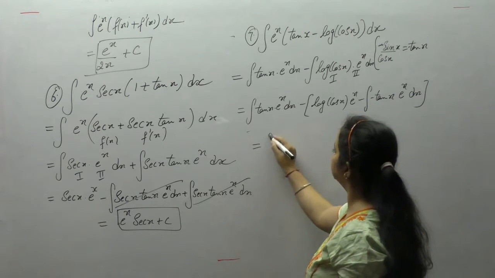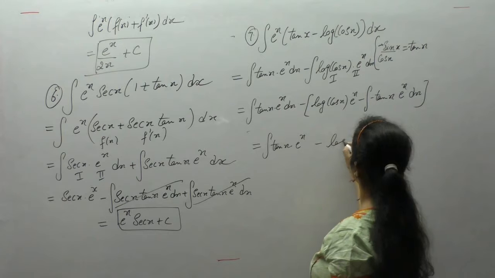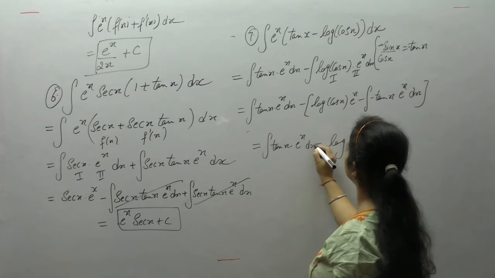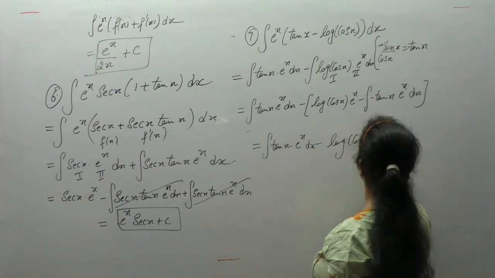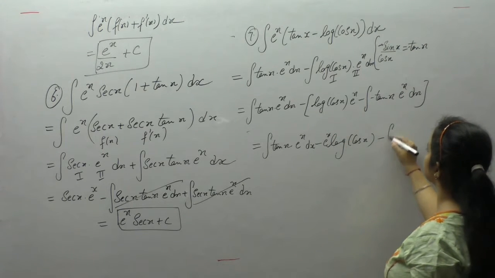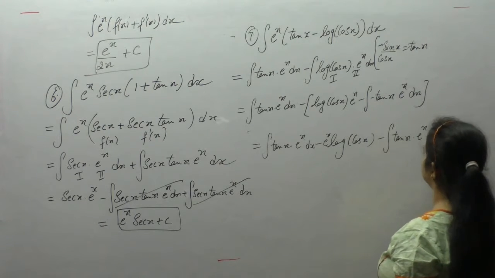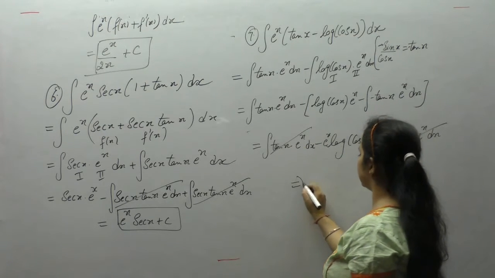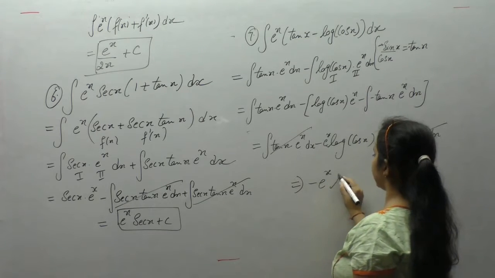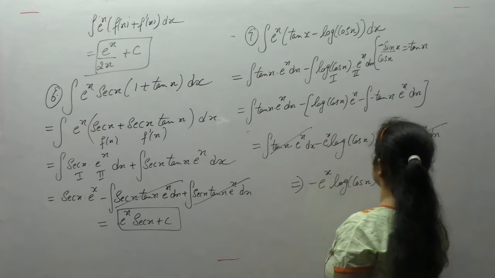Open the bracket. Integral of tan x e^x dx minus log cos x e^x, minus minus plus, and minus tan x into e^x, minus e^x log of cos x plus c.